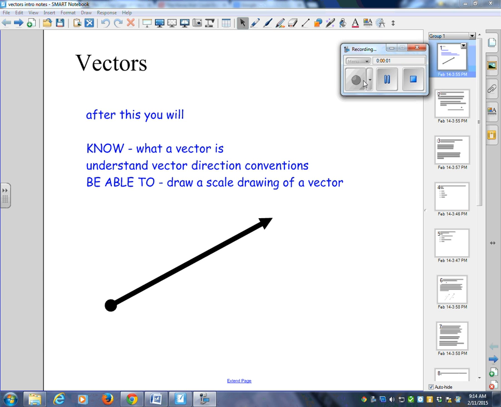You are going to need a ruler protractor. I, every year, make plastic ones here. So if you don't have a ruler protractor, you'll get a chance in a bit to come up and get that. Let's just talk about vectors here. After this, you're going to know what a vector is. You'll be able to understand vector direction conventions and be able to draw a scale drawing of a vector.